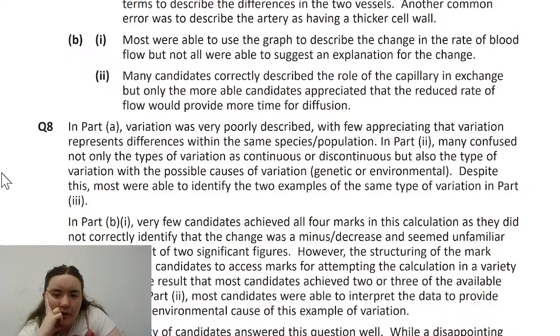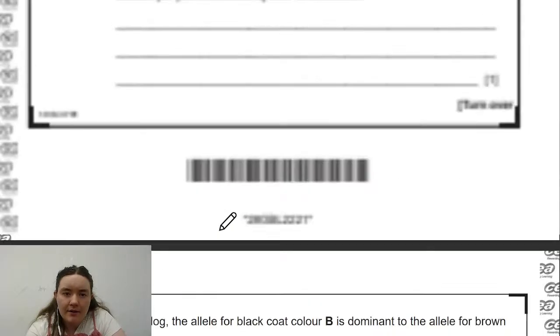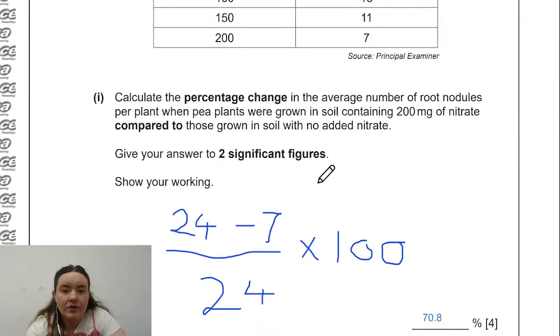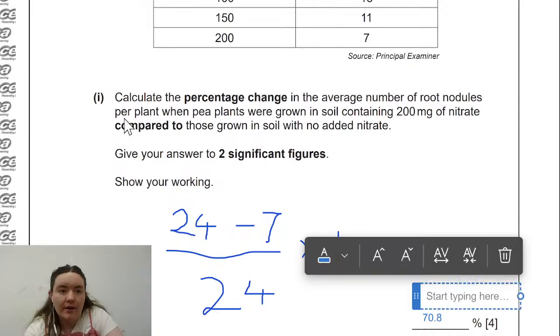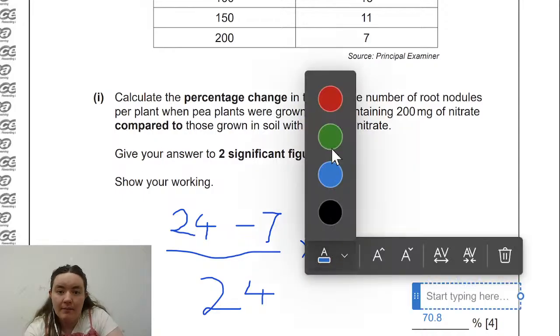In part B1, very few candidates achieved all 4 marks in this calculation, as they did not correctly identify the change was a minus decrease and seemed unfamiliar with the concept of 2 significant figures. Oh, right. So, was that a mistake I made? Let's see, go up here. It does say to 2 significant figures. I made that mistake as well, so I'm going to correct that. The answer here is actually going to be, I'm going to change the color to show that I made a mistake, 71%.